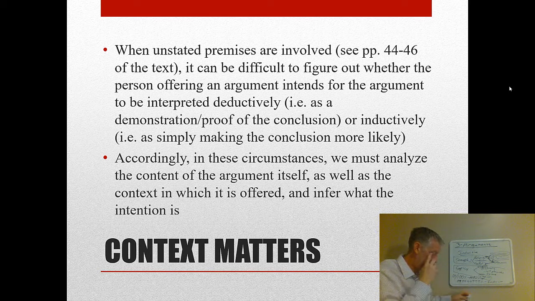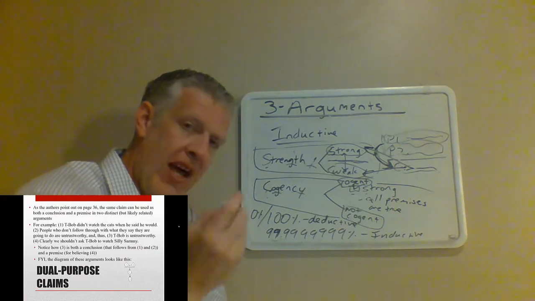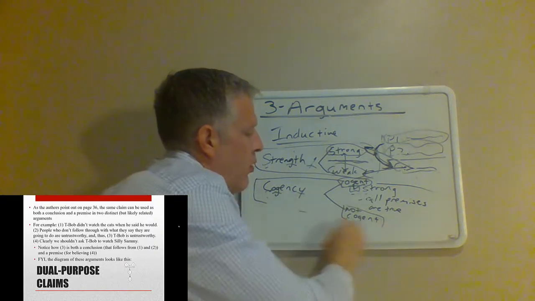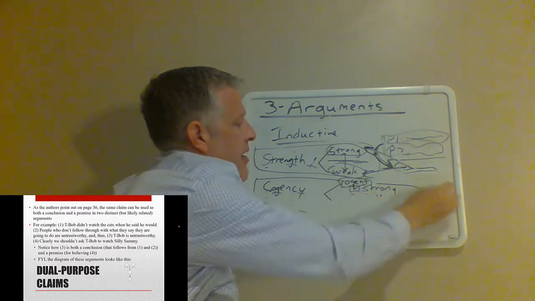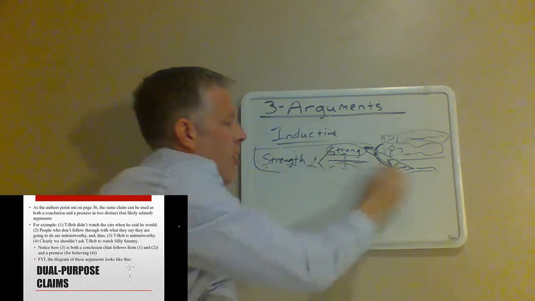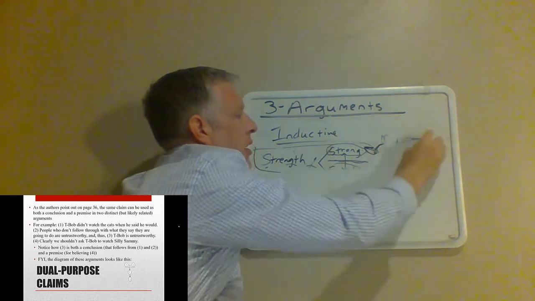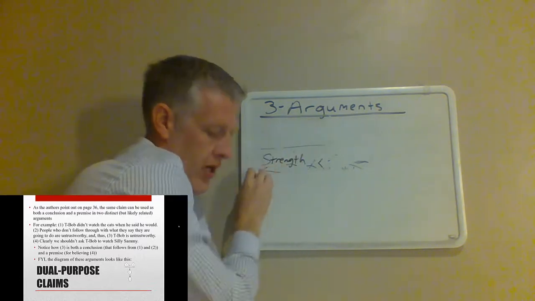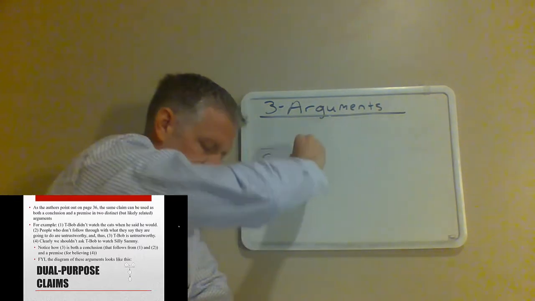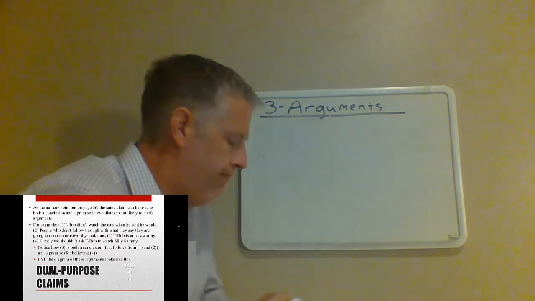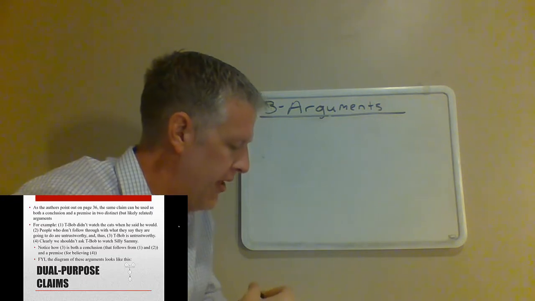Okay, I do want to point out, so this is slide 14. We'll get into diagramming arguments here in a moment, but it's a thing that will come up more in that. You'll see how, when you diagram arguments, you can have a claim or a statement that serves as both a premise and a conclusion. Hence the title of this slide, slide 14, right? Dual purpose claims. Okay. So the authors again talk about this on page 36.